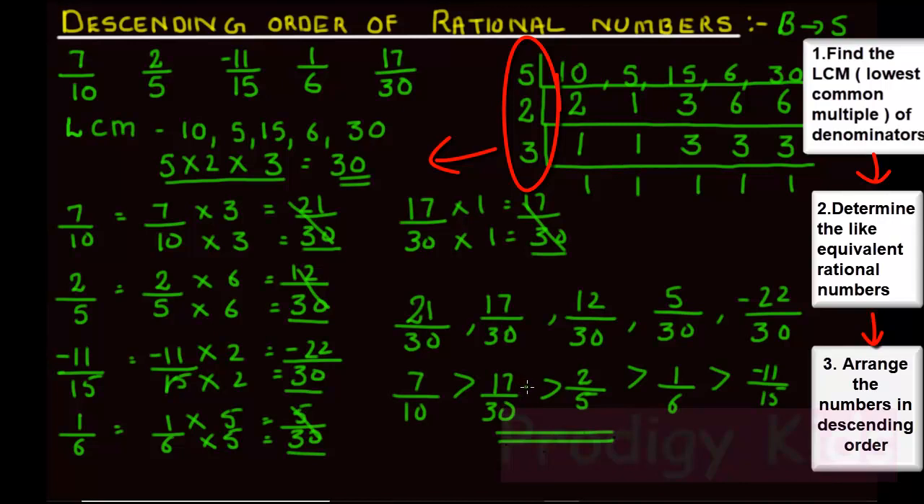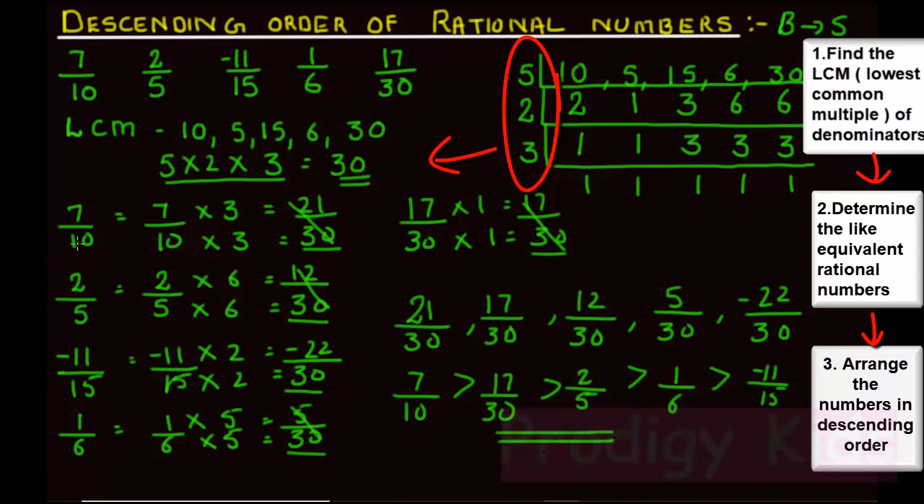Let me reiterate that once again. We need to arrange these rational numbers in descending order. Step 1 is to get the LCM. We did the LCM here, multiplying the prime factors. You know what prime factors are? Numbers which have only 2 factors. So 5 times 2 is 10, times 3 is 30.